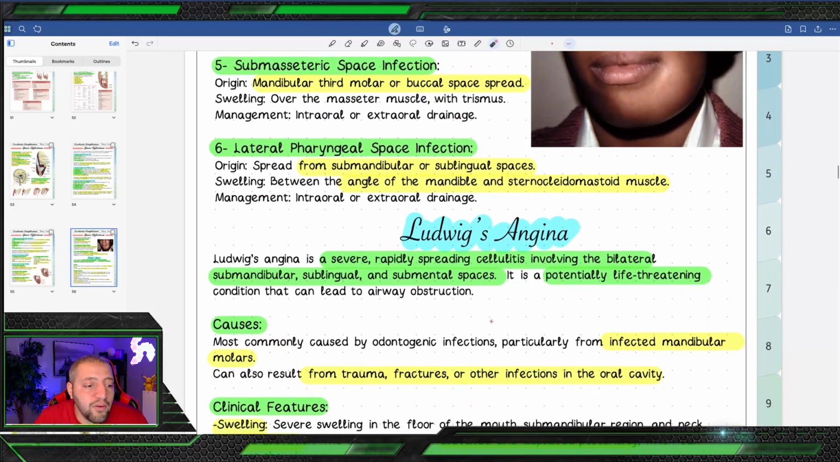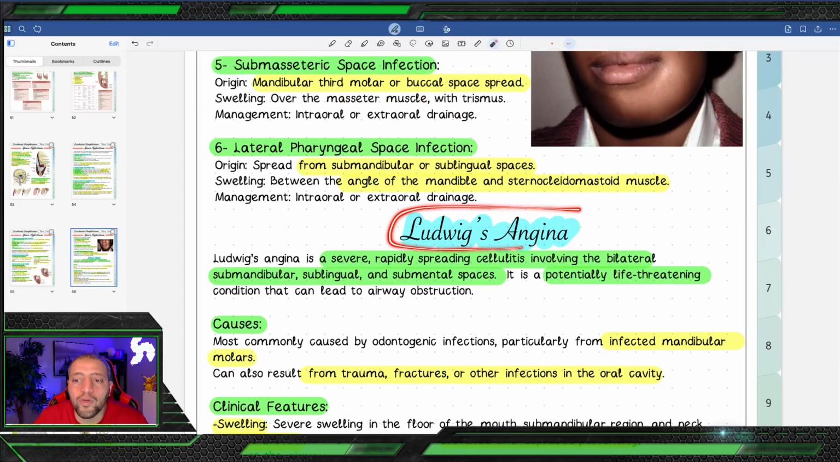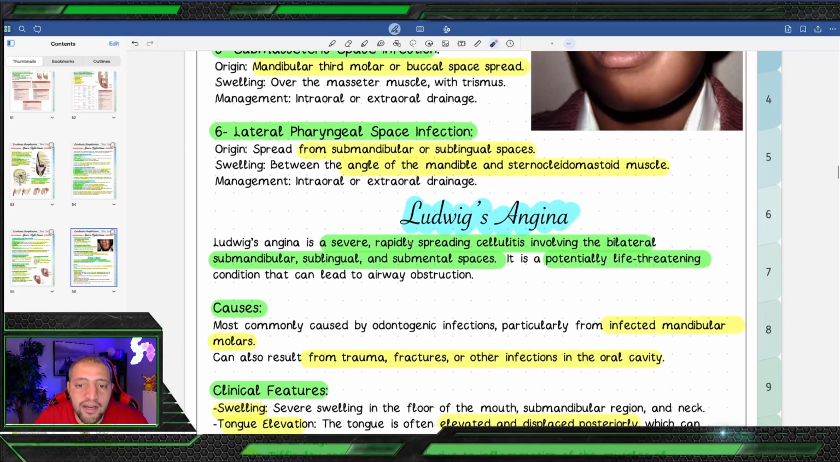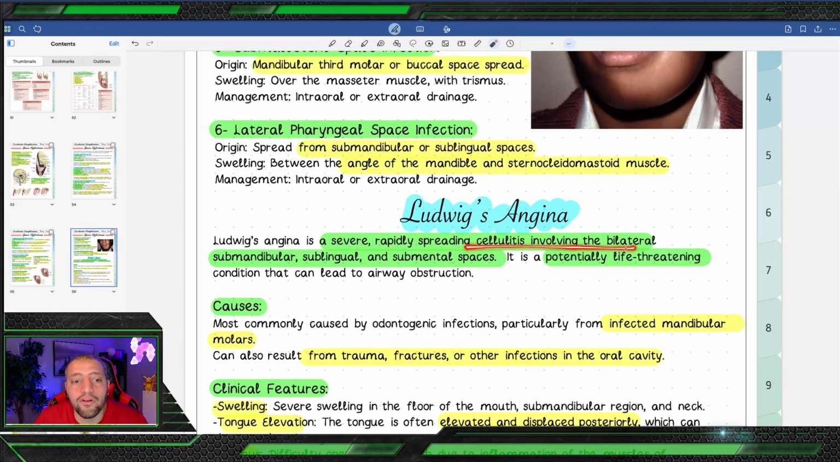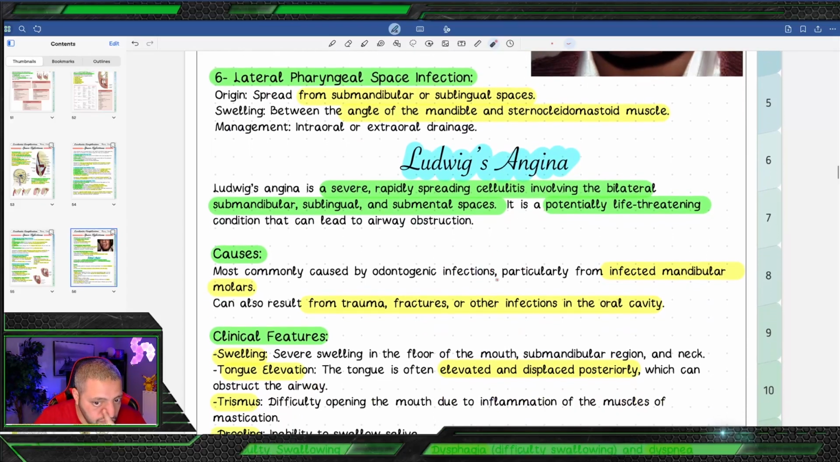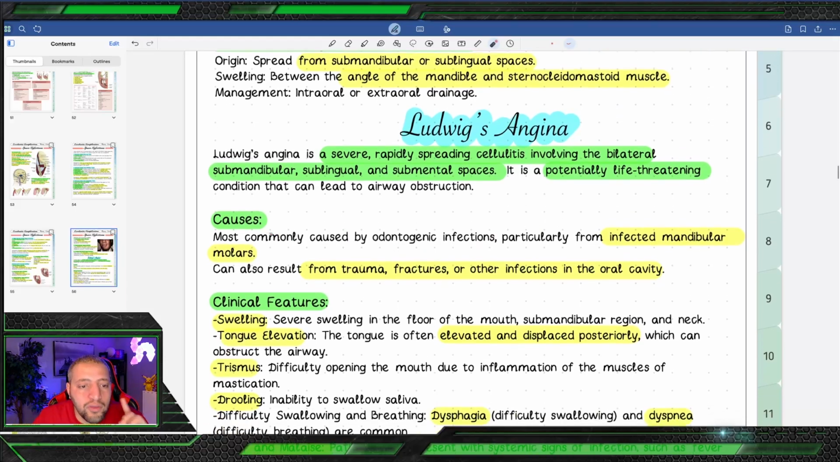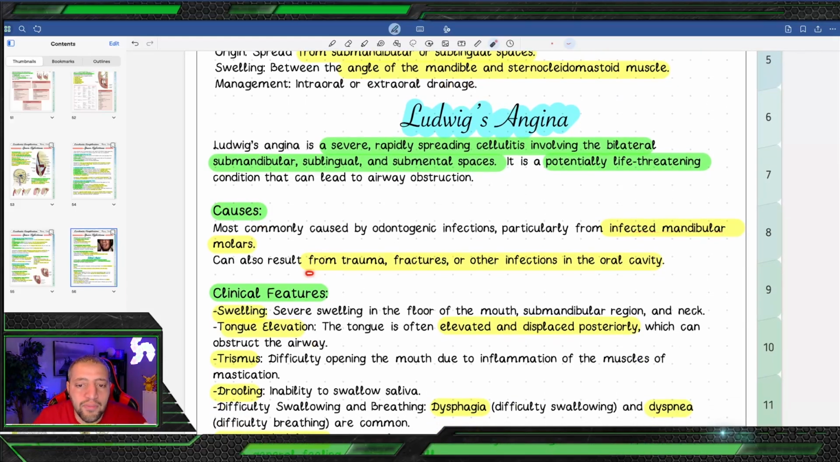Okay, finally we have the most dangerous one, which is Ludwig angina. It's a severe, rapidly spreading cellulitis involving bilateral submandibular, sublingual, and submental spaces. So everything here is infected and swollen. This condition is potentially life-threatening. Why? So this is coming from an infected mandibular tooth, maybe from trauma.